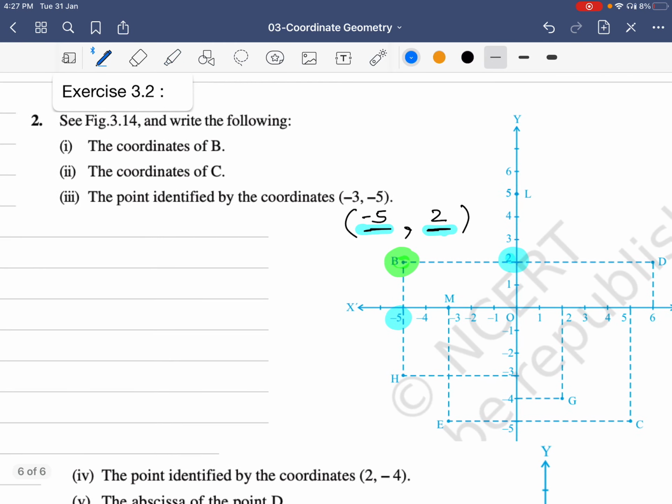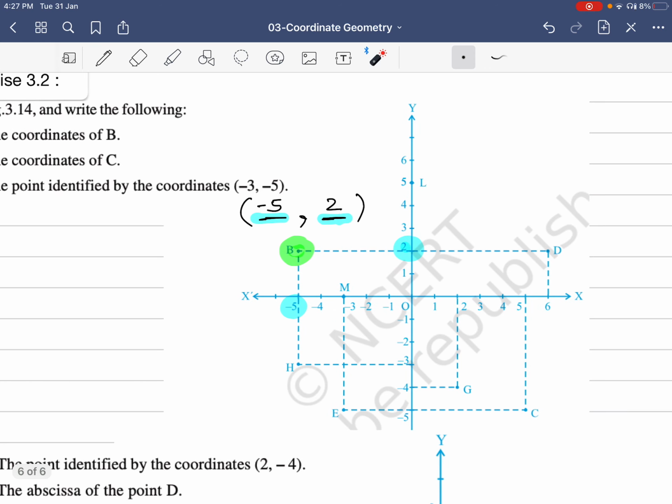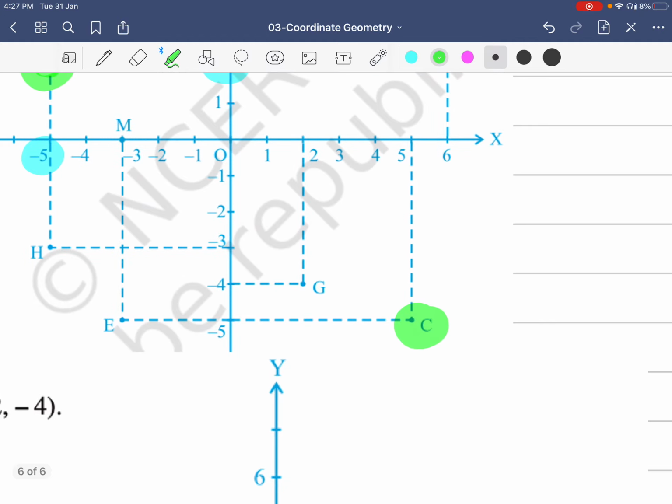Okay, so first one is done. Now the second one says: write the coordinates of C. So we have to look at point C. Point C is down here in the fourth quadrant. This is our point C. Let's zoom in. Once again, point C will have two coordinates, x coordinate and y coordinate.